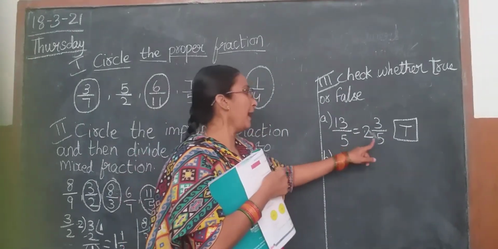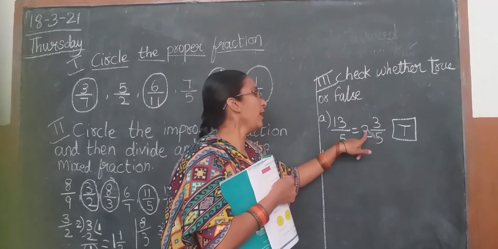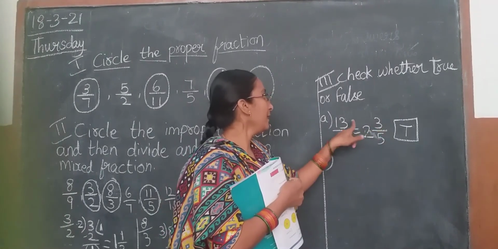First, you have to multiply denominator with the whole number. Then, after that, add. 5 2s are 10. 10 plus 3, 13. 13 by 5.